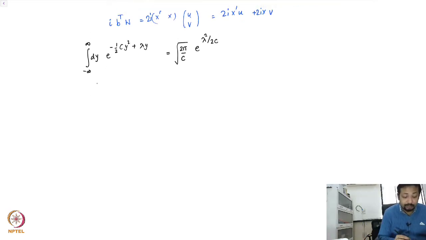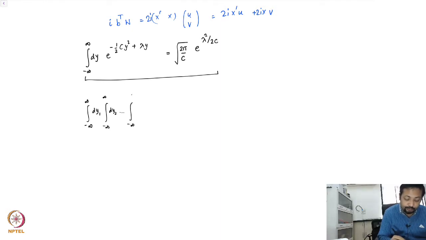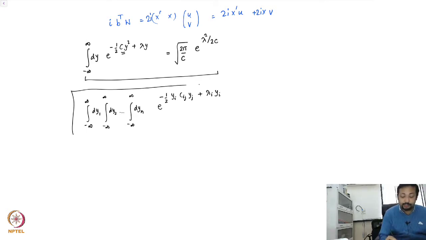The general multidimensional generalization of this integral is the integral from minus infinity to plus infinity dy1, minus infinity to plus infinity dy2, and so on and so forth, up to dyn. So now you have n variables, and this particular term becomes minus half yi Cij yj plus lambda i yi. So this is the integral that we are interested in evaluating.